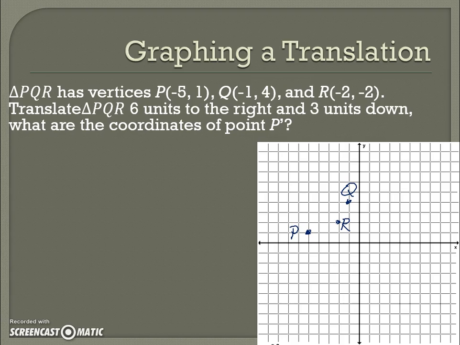Now I just need to connect it. All right, so let's go in that order. So I'll go P to Q to R, and then close it up. So there's triangle PQR right there.